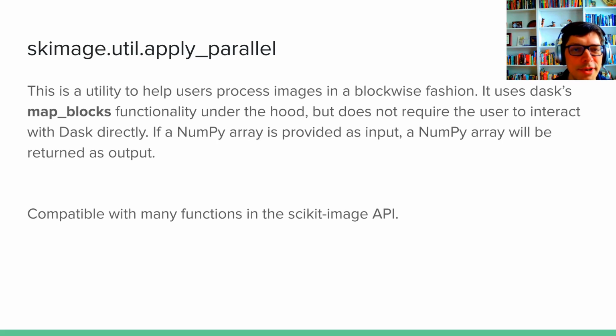So if we look now at scikit-image and its apply parallel utility, this works similarly to the things done in Dask-image, but the user can provide any function and it basically maps it to blocks for the user without the user having to know the Dask API. So basically they provide a function, its keyword arguments, the input array, and then some chunk size, and it will configure Dask and run the computation, returning a NumPy array at the end.